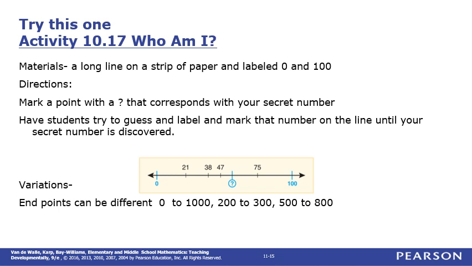So let's take a look now at the activity on the slide, which gives students special spatial practice with the benchmarks. And so this activity is called Who Am I? You would need a long line or a strip of paper labeled 0 and 100. And in this activity, you would mark a point with a question mark that corresponds to your secret number. Then you would have students try to guess and label and mark that number on your line until your secret number is discovered. And there are some different variations. You can change the endpoints. You can have from 0 to 1,000, or you can go from 200 to 300, or 500 to 800, etc.